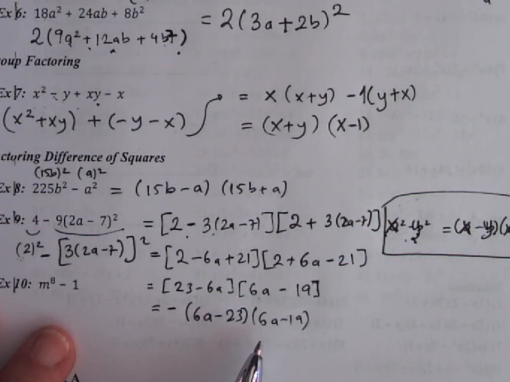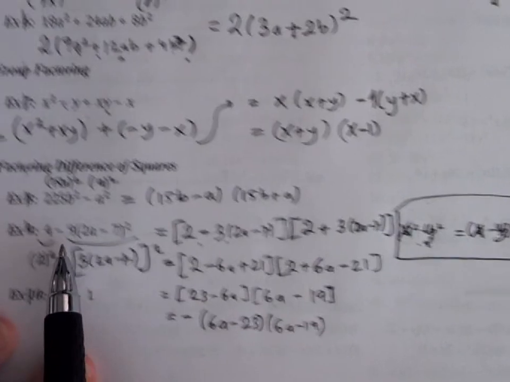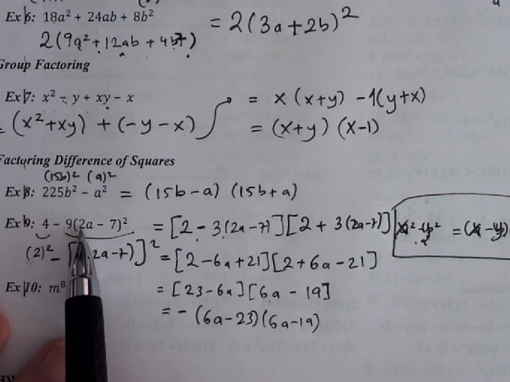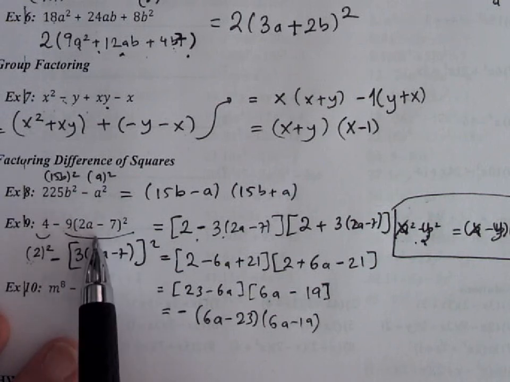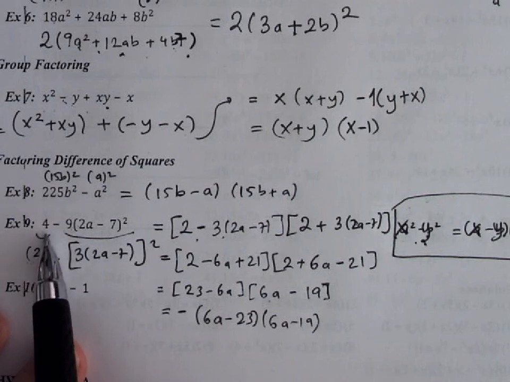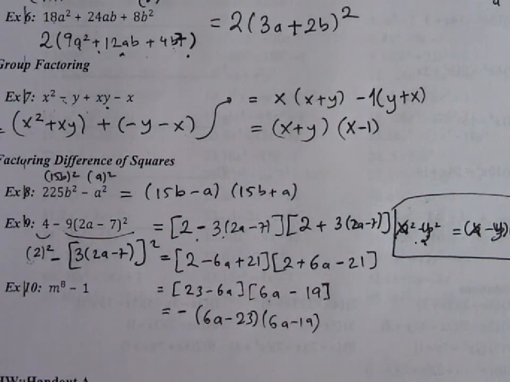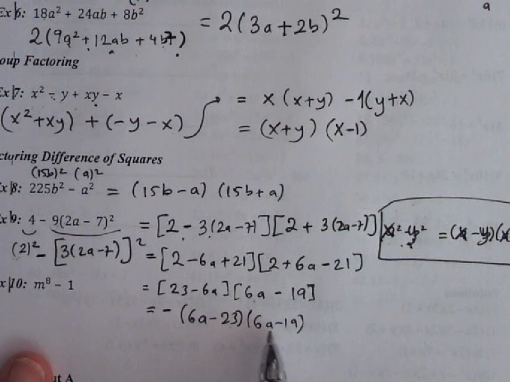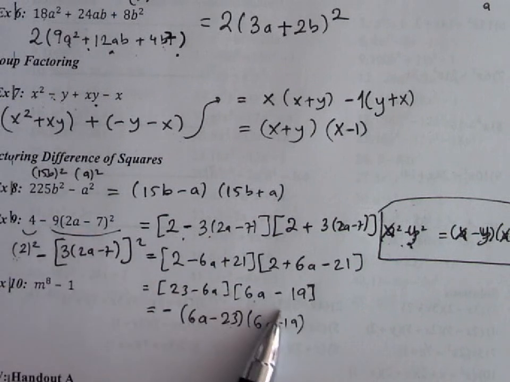Well, there is another way of doing this. We don't prefer that, but I'm just going to say it anyway. If you distributed this, so you take the square of 2a minus 7, then multiply it by 9, then subtract that from 4, and you get a trinomial. If you factor the trinomial, you should also get this. But look at the numbers, 23, 19, they are very big numbers. Do we really prefer that? We do not, if possible. So this is the best way of doing it.